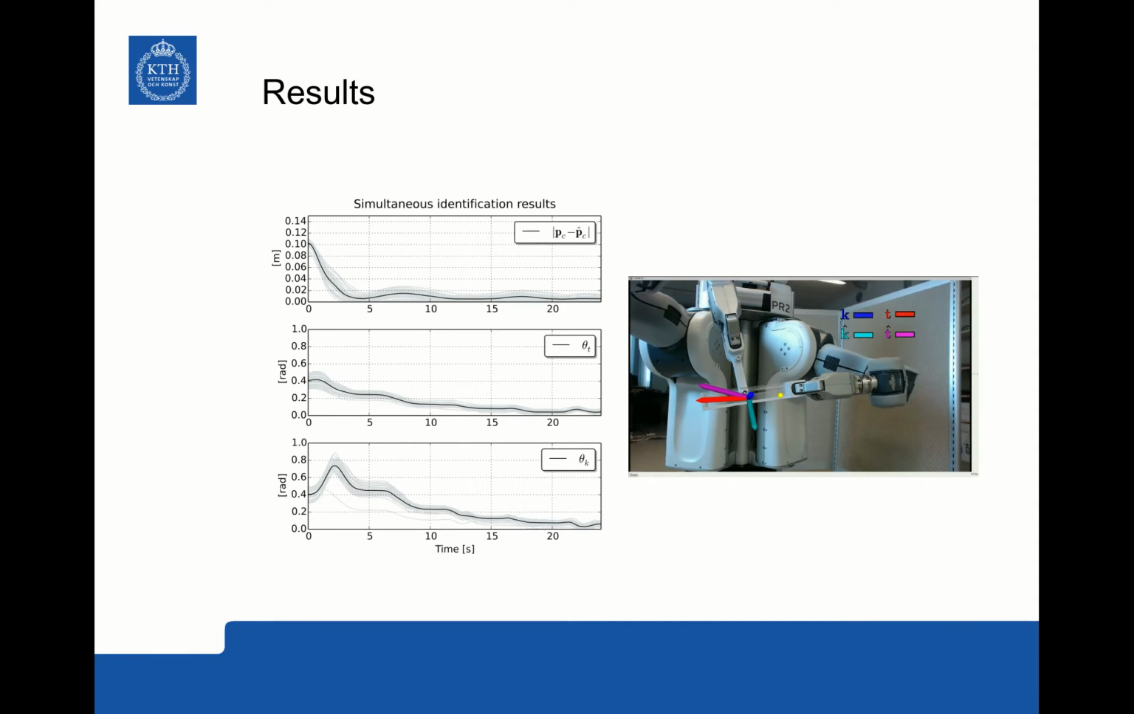We implemented the simultaneous manipulation and identification algorithm on a PR2 robot, equipped with one force and torque sensor. The manipulation task is shared evenly between the 2 manipulators, and sinusoidal motions are commanded on the 2 motion directions. After an initial transient, the estimates converge to a close vicinity of the real values.